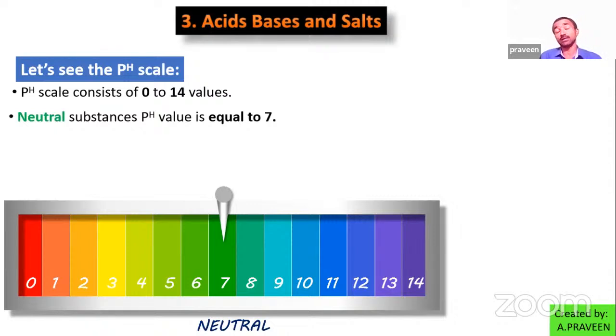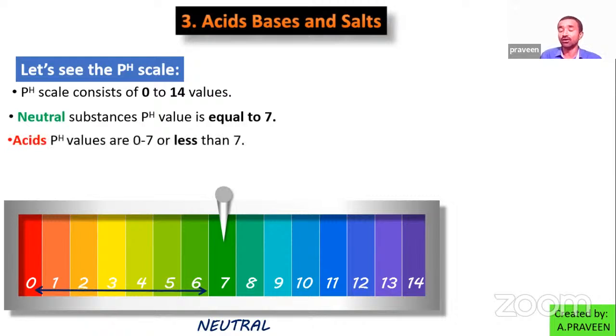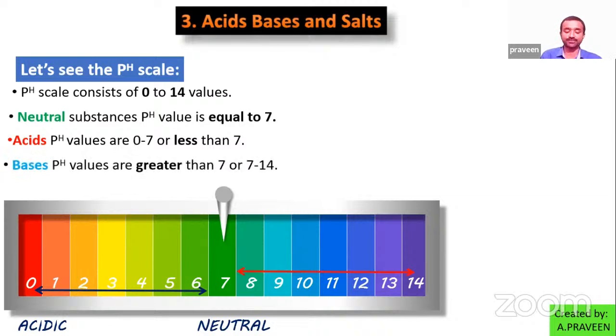Suppose the pH value is lowered, less than 7, its nature changes away from neutral. 0 to 7, or less than 7, the range of pH is said to be for acids. It is indicating an acidic substance. If the pH value of a substance is greater than 7, right? So here 7 to 14, that is specially for the bases.